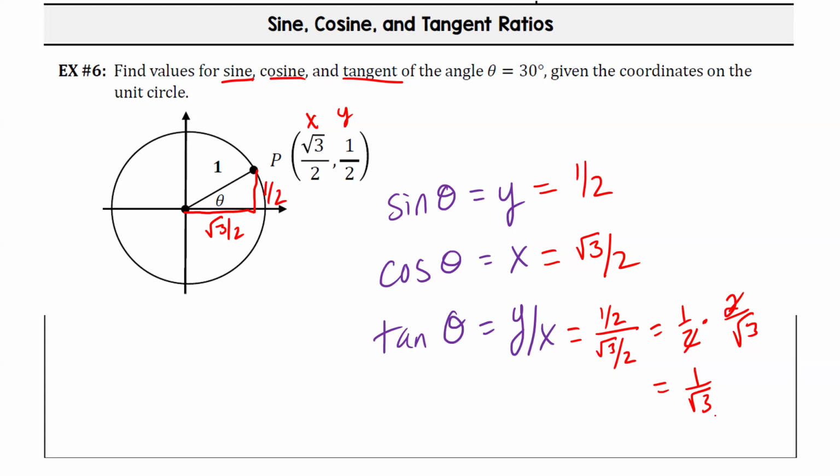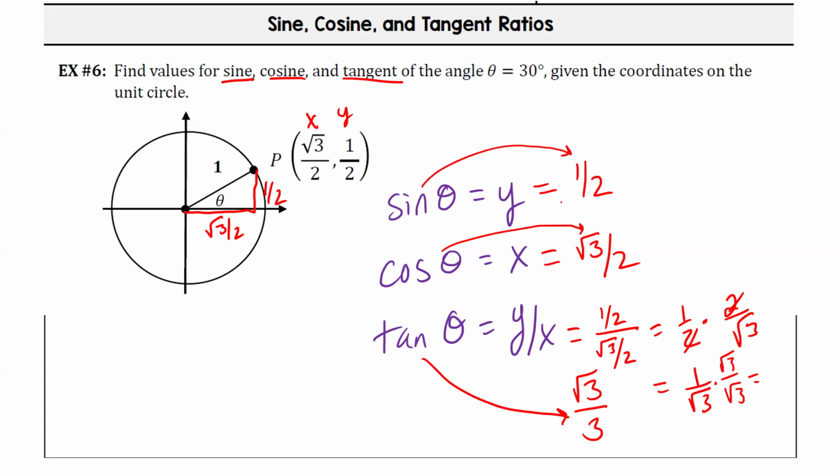All right, what did we just say you're not allowed to have in the denominator? A radical, right? And how do I get rid of it? Multiply. So therefore, our final tangent equals square root of 3/3. So here's our tangent, here's our cosine, and here is our sine. It's your turn. You're gonna do it on example number 7.